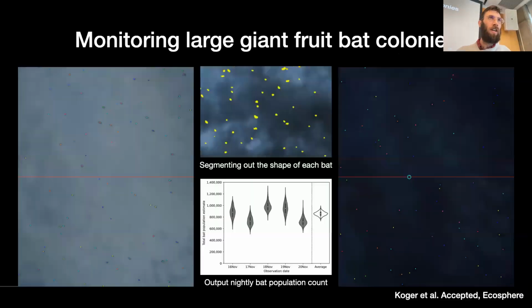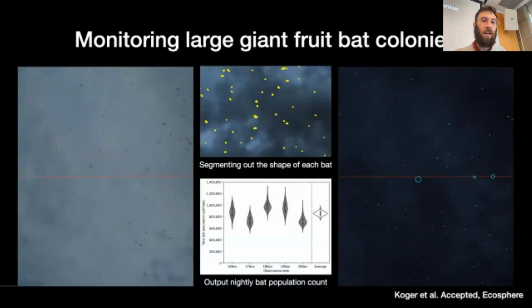And so for my own work, previously I've used this in a couple different contexts. So one here is monitoring a giant colony of fruit bats in Zambia, where we're really thinking about how many individuals there are from one day to the next.